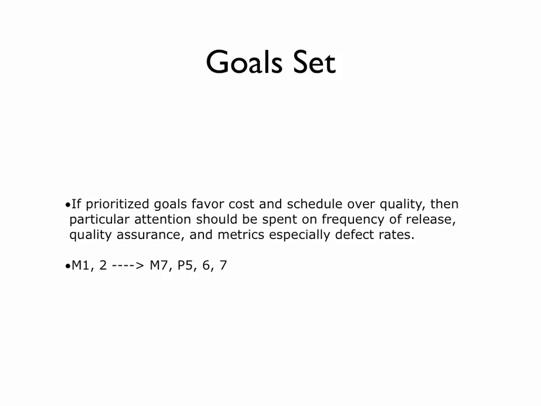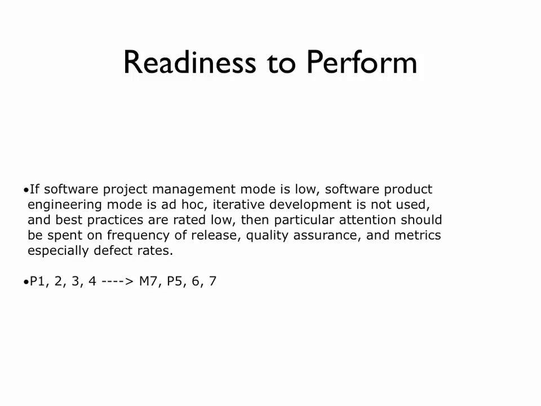If prioritized goals favor cost and schedule over quality, then particular attention should be spent on frequency of release, quality assurance, and metrics, especially defect rates. If software project management mode is low, software product engineering mode is ad hoc, iterative development is not used, and best practices are rated low, then particular attention should be spent on frequency of release, quality assurance, and metrics, especially defect rates.